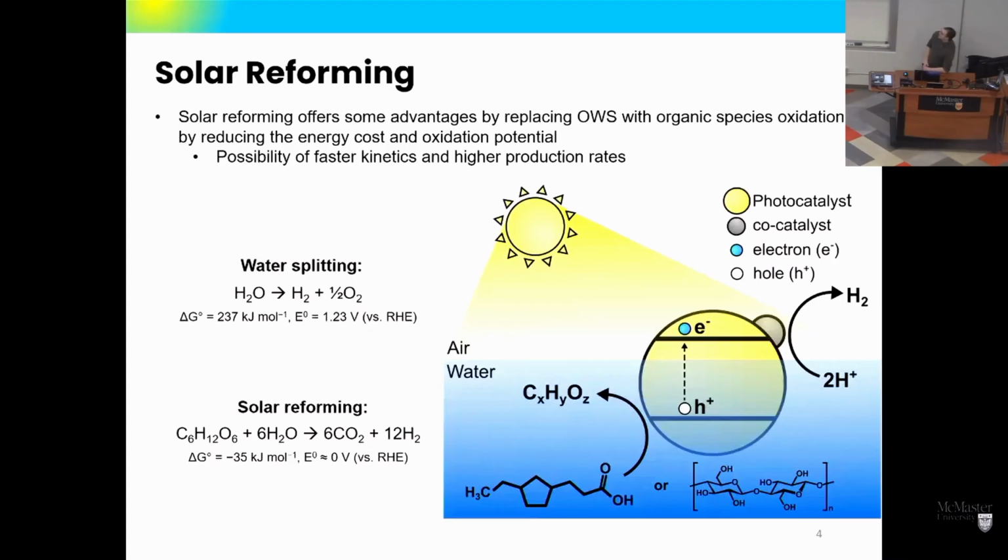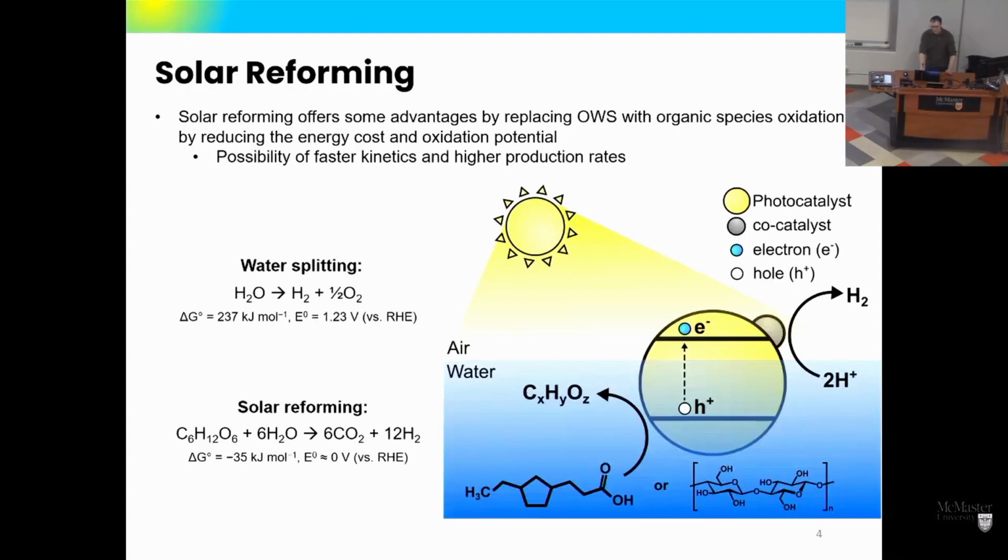Here we can see the thermodynamics of the process. If we're doing water splitting, we require a pretty high threshold, 237 kilojoules per mole, to initiate that process, whereas the overall Gibbs free energy for oxidation of something like glucose is sometimes slightly negative, but oftentimes just hovering around zero. So there is the possibility of running these reactions or achieving higher production rates for our desired reduction product by replacing water splitting with something a little more thermodynamically favorable.